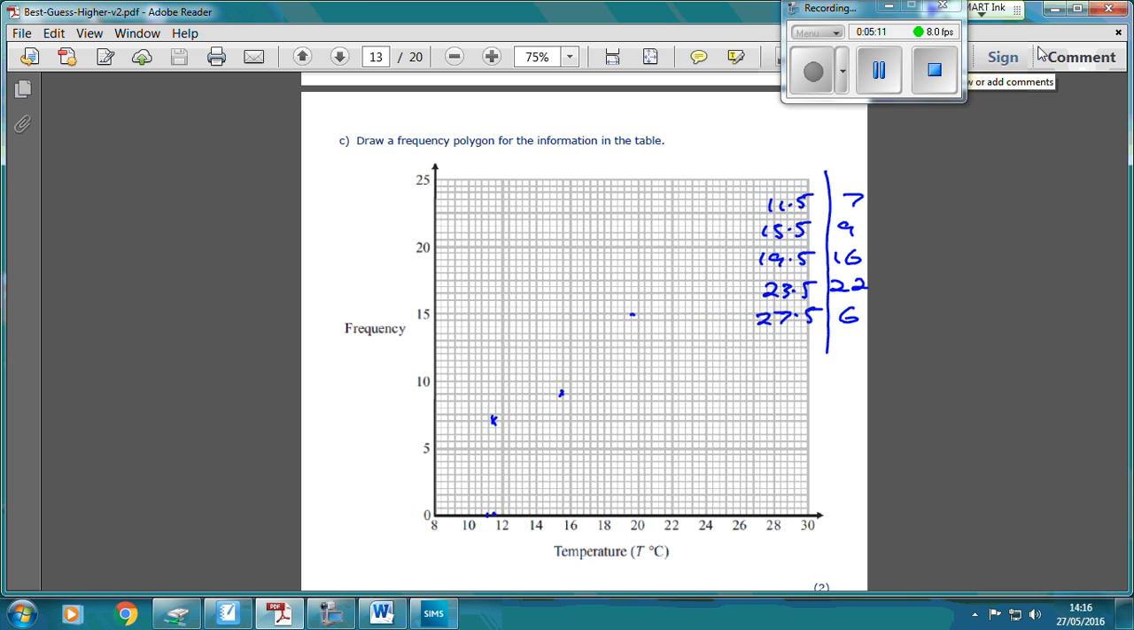So that's 16, which is there. 23.5 and 22. So 23 is 23.5 and 22 is there. And 27.5 and 6. It's going to be there. And then what we do is we join them up like a dot to dot.